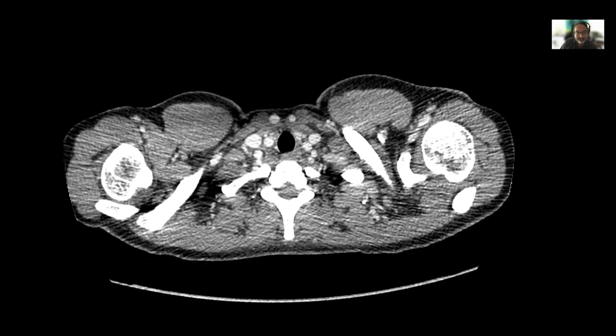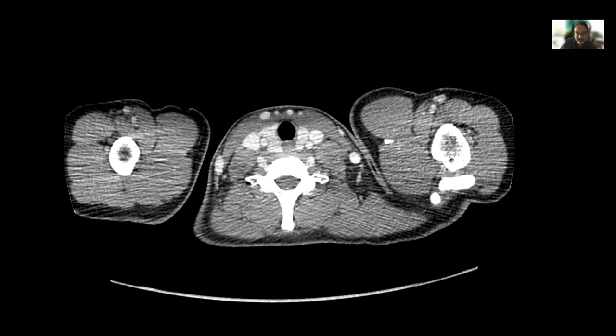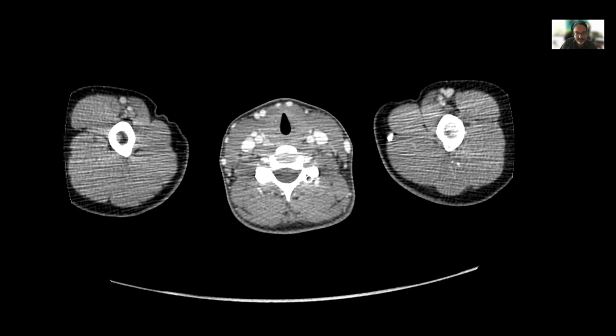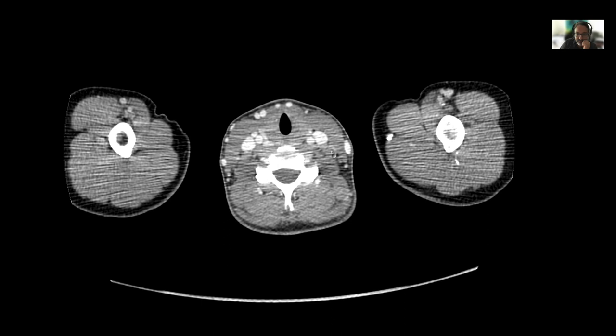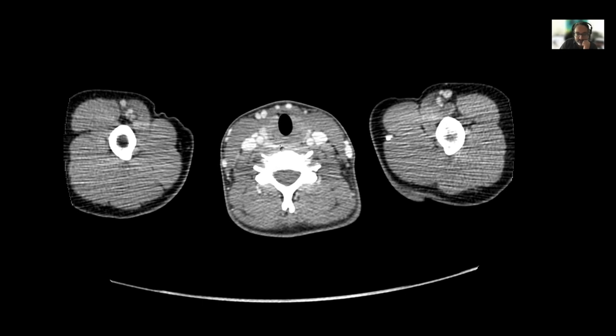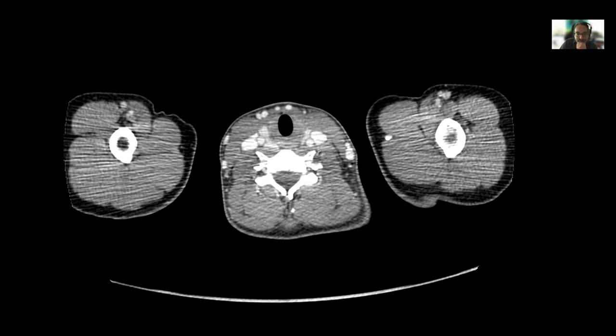So this lady in her CT, she had her arms up. So you can see those two arms up. And this is the neck, and this is as high as the CT goes. So if this is the neck, then that is the trachea. And behind the trachea is always the esophagus. So if I scroll downwards, the esophagus is here, posterior to the trachea.